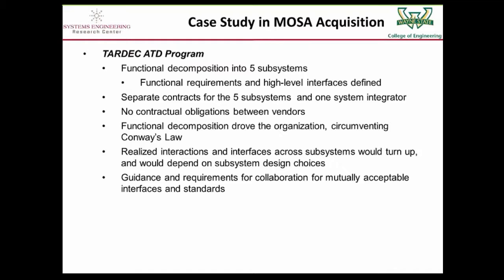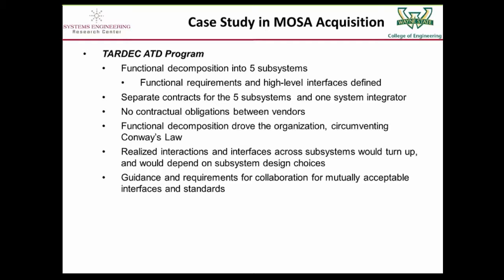And as an advanced technology demonstrator program, one of the things that TARDEC wanted to do is to advance those technologies, integrate them, and prove them out for TRL 7. So there were 5 contracts for the 5 subsystems, and 1 system integrator contract who was going to pull all these together into the final product. But there were no contractual relationships or obligations among those vendors. The integrator did not have any command voice or authority over the vendors. The integrator was just another team member.